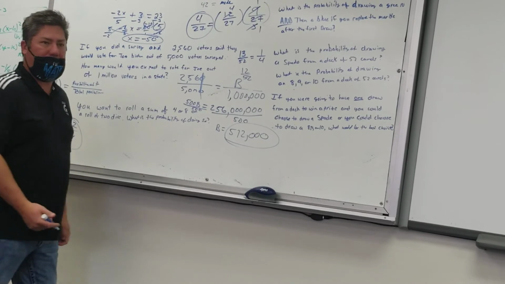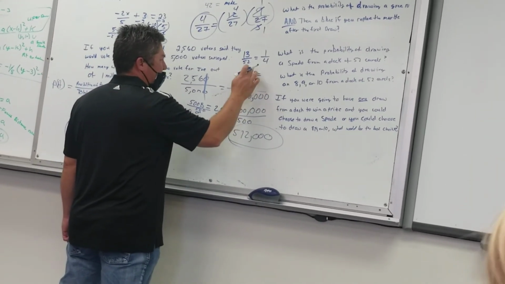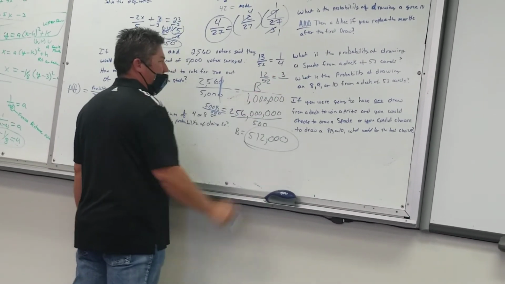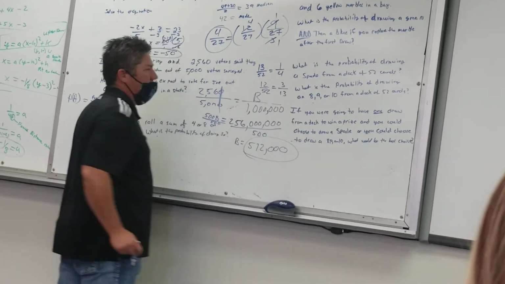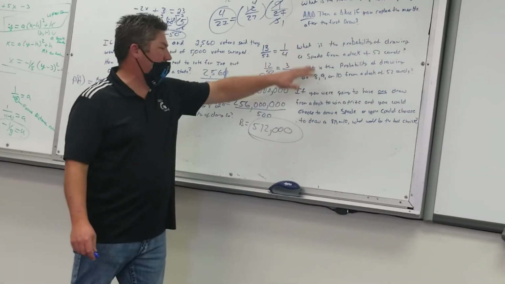Oh, that reduces by 2 because 2 goes into both. What's half of 12? Well, actually, I guess 4 goes into both, huh? So 4 into 12 is 3. 4 into 52 is 13. 3 out of 13. Now, this is the key part. So these are the two probabilities.